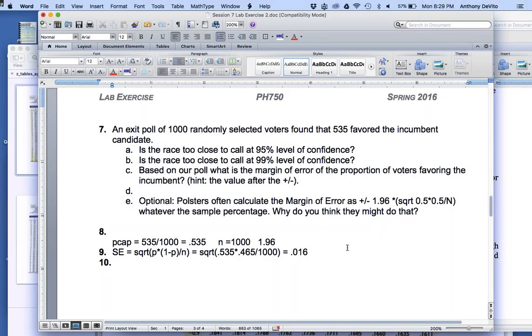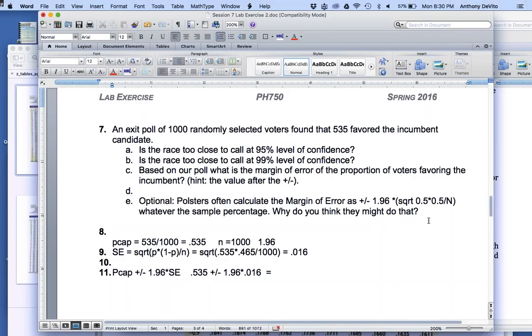Okay, so let's calculate our 95% confidence interval. It's going to be equal to P cap plus or minus 1.96 times our standard error. In other words, it's going to be equal to 0.535 plus or minus 1.96 times 0.016. Okay, and let's figure out what that's equal to.